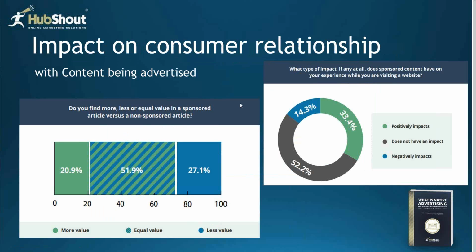In terms of the impact on the consumer relationship, I thought this is a really good one on the left. Do you find more, less, or equal value in a sponsored article versus a non-sponsored article? And again, when you look at that in the middle, people aren't evaluating and saying that one is better than the other. They're just looking at them in the same way. So that's good from an advertising standpoint, because it means that people aren't actively trying to avoid my content. If I do choose to use one of the native ad platforms, they're willing to click.